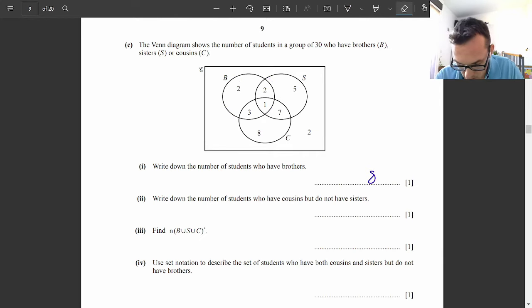Next question, write down the number of students who have cousins but do not have sisters. So cousins, all of these have got cousins, but the ones that have sisters are this one and those 7. So that will be 3 plus 8, 11. 3 have brothers and cousins, and 8 only have cousins. Next one, find n. That n stands for the number.